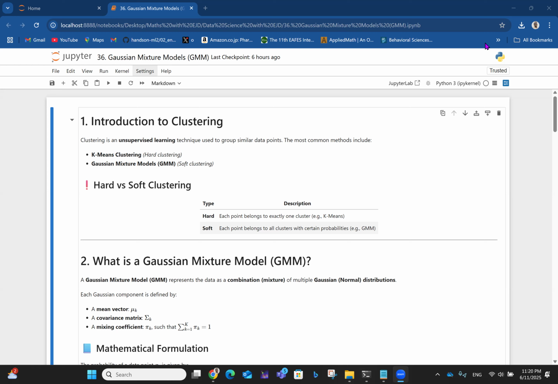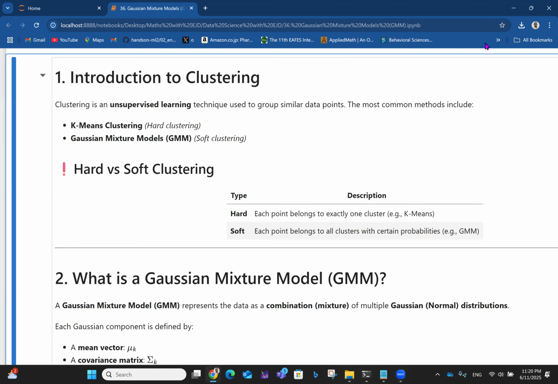So here we are taking a type of clustering model called the Gaussian Mixture Models, GMM. By way of introduction, clustering, of course, is an unsupervised learning technique used to group similar data points. We've taken quite a number of clustering algorithms, like DBSCAN in the last case, and before that we did hierarchical clustering. We also did K-means clustering. The most common methods include K-means clustering, which is a kind of hard clustering, while Gaussian mixture models, GMM, is a kind of soft clustering.